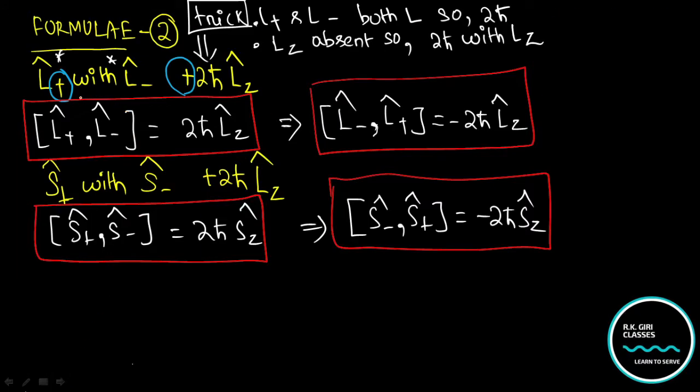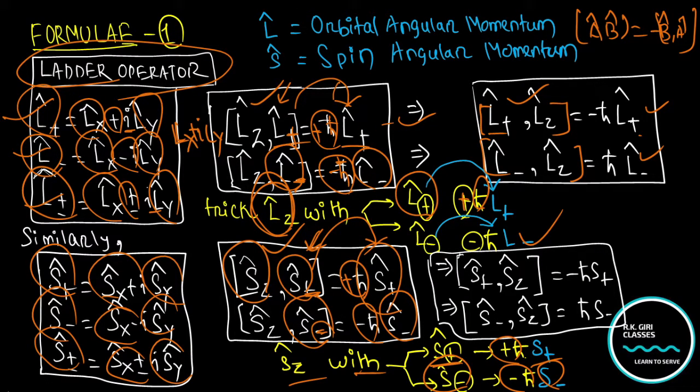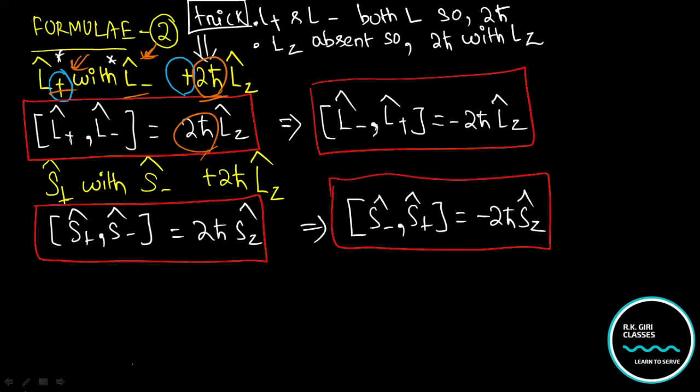Now suppose you have 2L, simply put 2h cut, okay? 2L here, simply put 2h cut. Here only h cut, because you have only L plus, that is one L there, that's why h cut. Just copy paste there, and you have 2h cut there, starting with L plus, that's why you have plus 2h cut. And LZ is missing, just find out LZ, that is L plus, L minus, both L, so 2h cut. LZ absent, so 2h cut with LZ. Got this part? This is the trick.